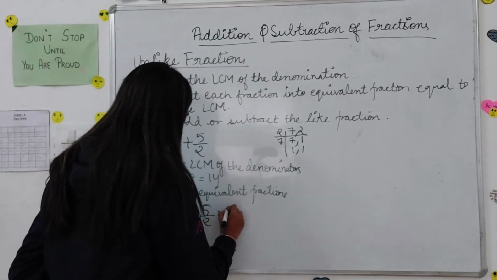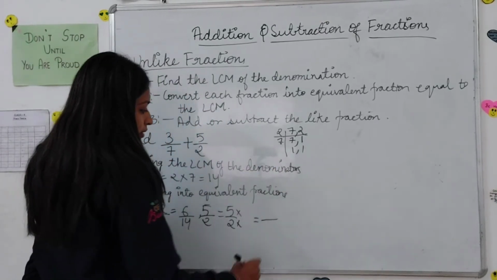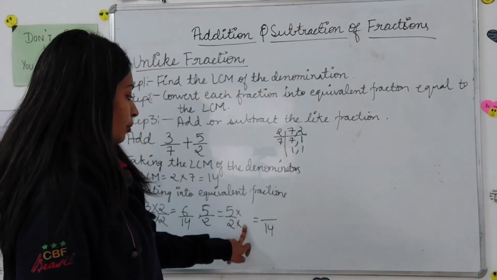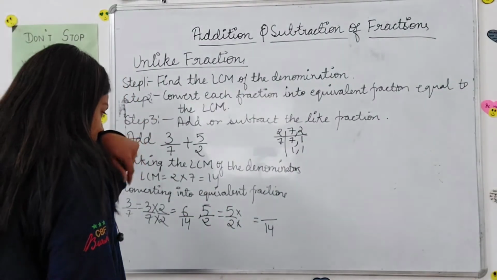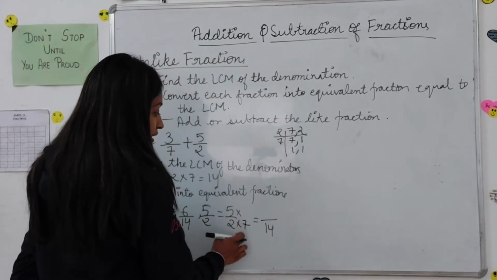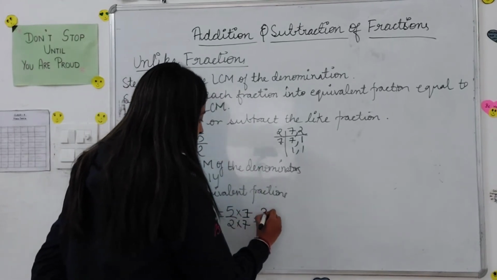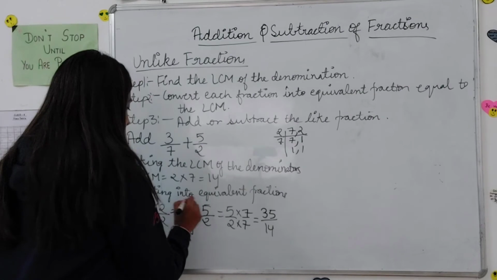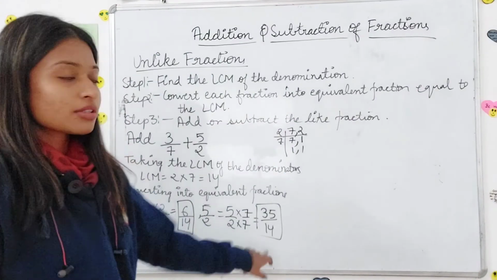Now we will find the equivalent fraction for 5 upon 2 as well. Similarly, 5 upon 2 is equal to something upon 14. Now you have to multiply the numerator and the denominator by such a number so that you get the denominator 14 when you multiply it by 2. So 2 into 7, and you have to multiply the same number in the numerator also. So 5 into 7, 35. Now as you can see, we have like fractions.